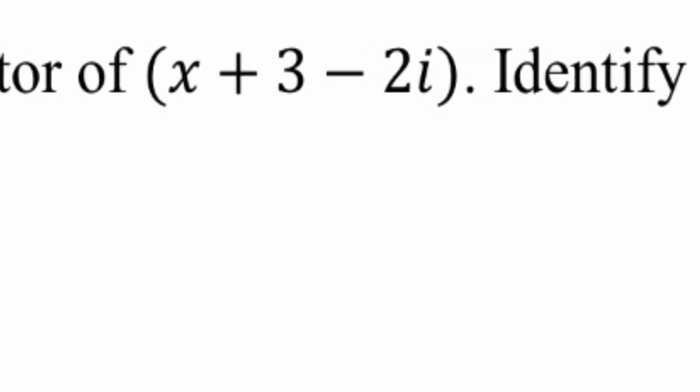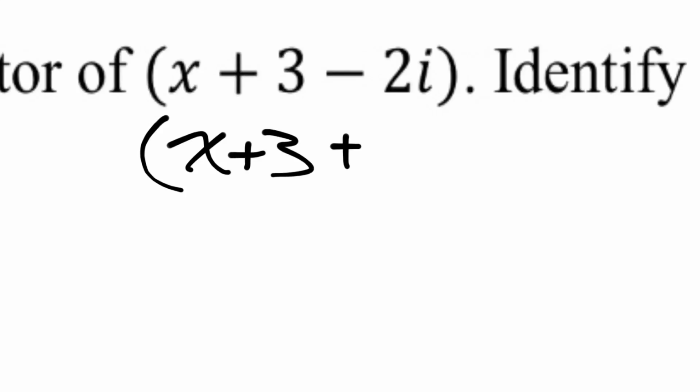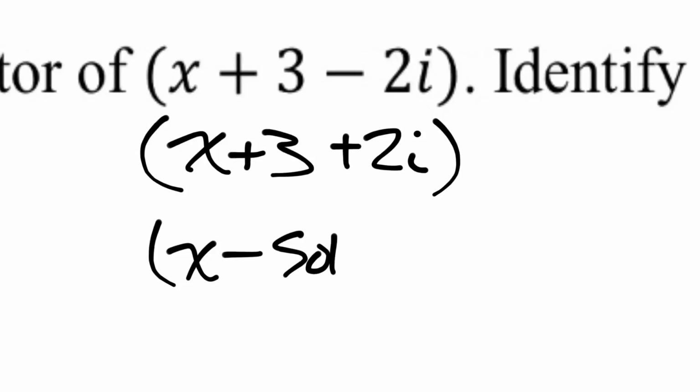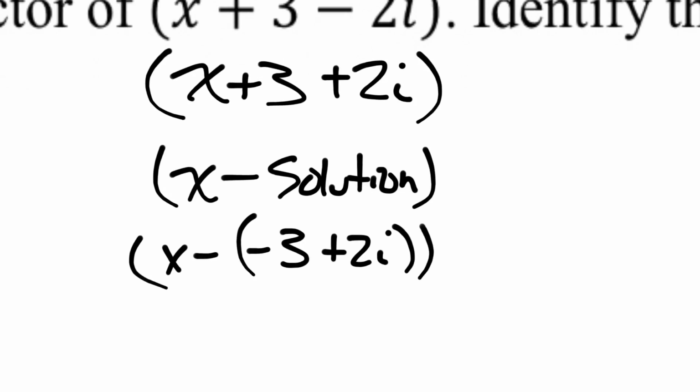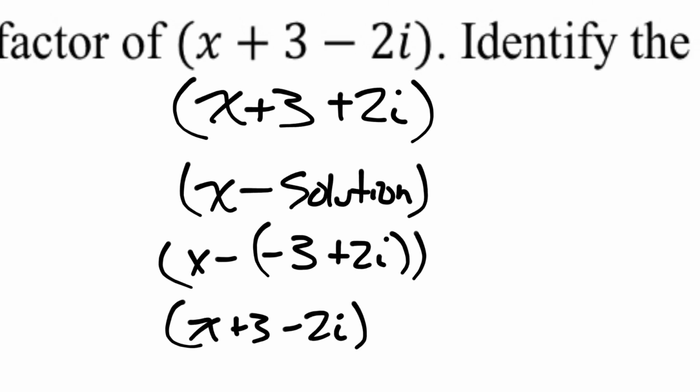If we know we have a factor of x plus 3 minus 2i, we must also have a factor of x plus 3 plus 2i. That's kind of hard to see, but remember that factors are always written in the form x minus the solution. So in this instance, our solution has to be -3 plus 2i, because if it's x minus that, if I distributed that negative, I would get x minus -3 is x plus 3, minus plus 2i is minus 2i. So x plus 3 minus 2i.